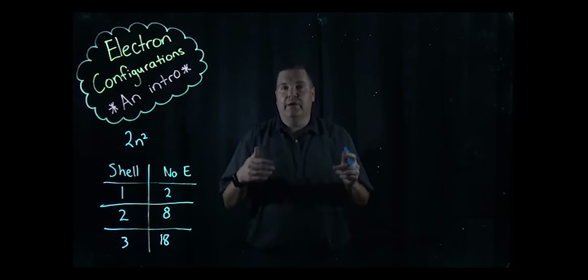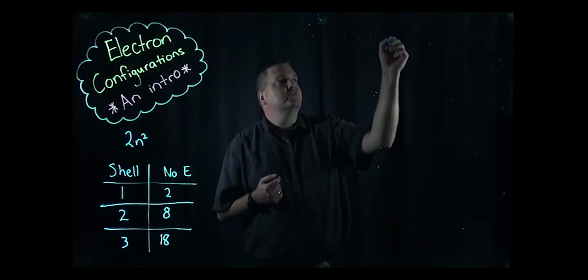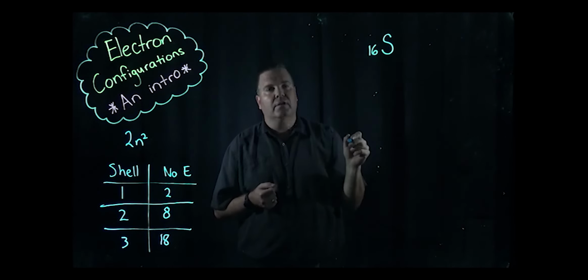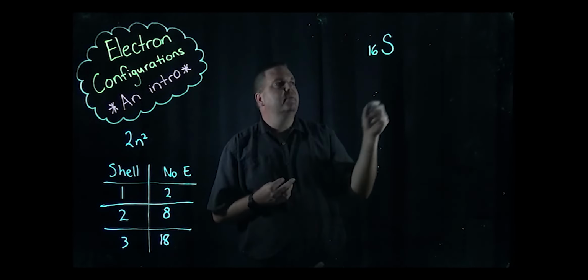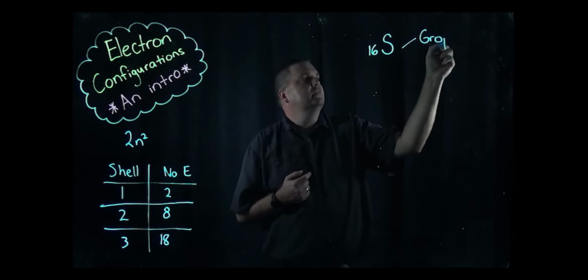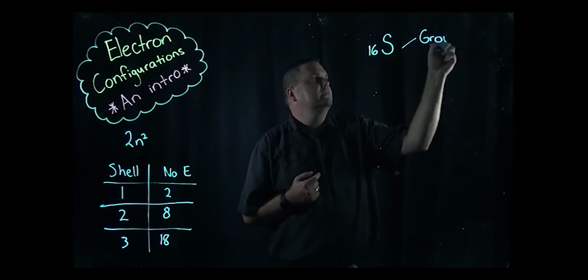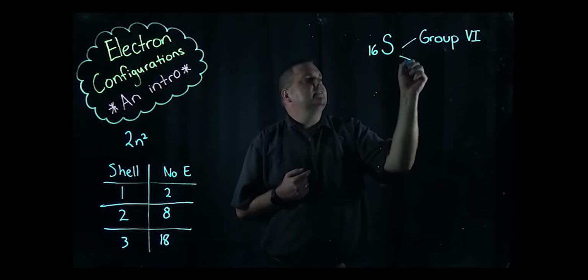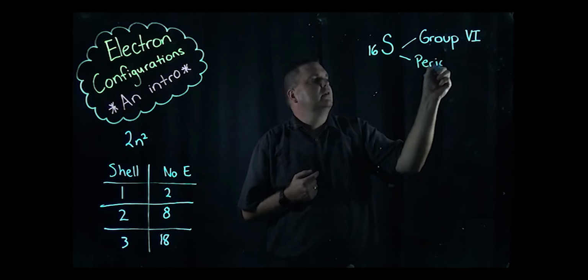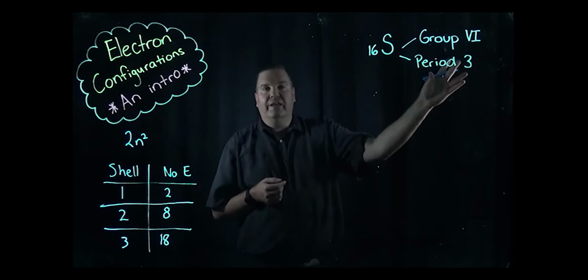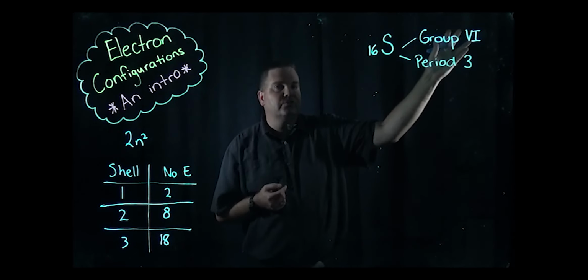This time I'm going to look at sulfur, which is a non-metal. Sulfur has an atomic number of 16. If you look at it on the periodic table, you will see that it is in group 6, and it's in period 3. What that tells us is that it has 3 electron shells, and there are 6 electrons in that outer shell.